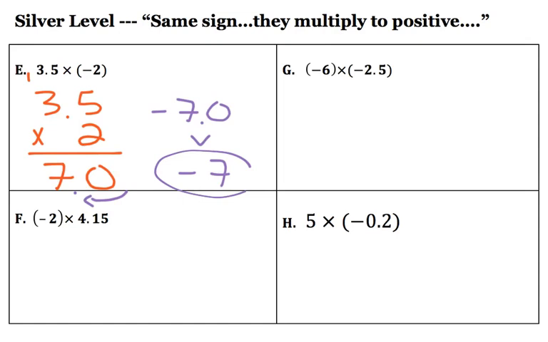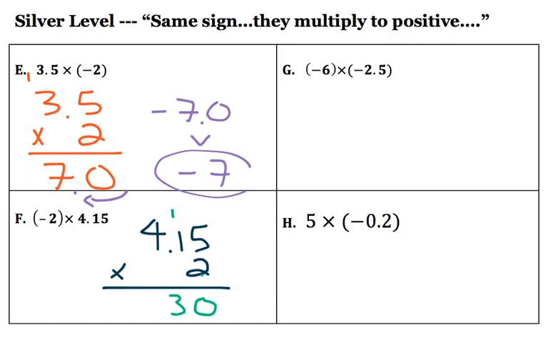For F, again, the signs are different, so I know my answer is going to be negative. I'm going to start off with 4.15, because that has more digits. Then I'm going to multiply by 2, remembering that I don't have to line up the decimal when multiplying. 2 times 5 is 10. Bring up the 1. 2 times 1 is 2, plus 1 is 3. And 2 times 4 is 8. Then, to figure out where the decimal goes, we have 2 numbers after a decimal place, so I move over 1, 2, and I get 8.30, but again, the signs are different, so I know that this is going to be negative.